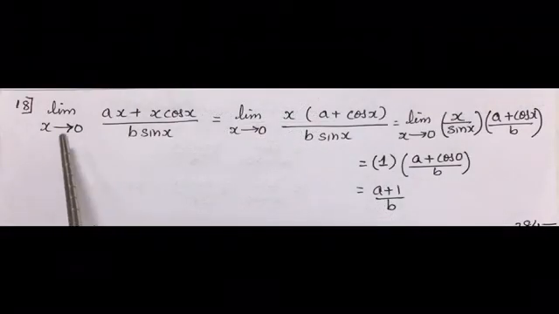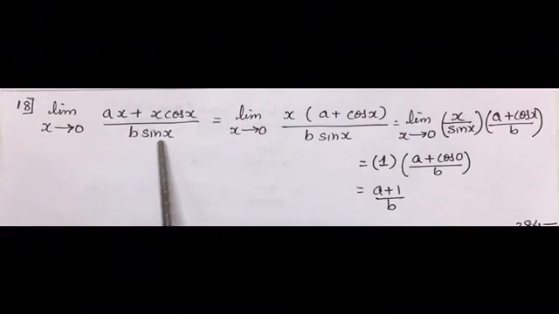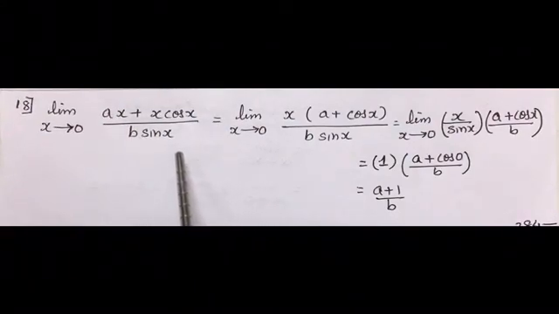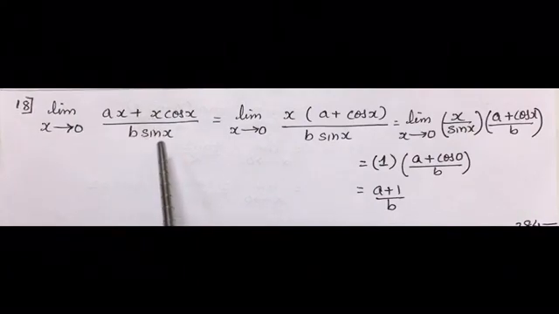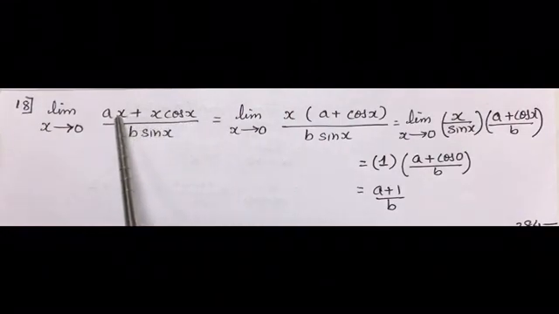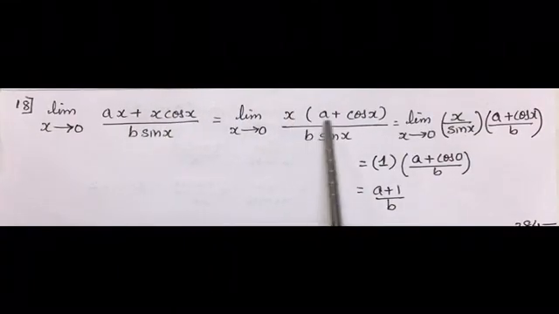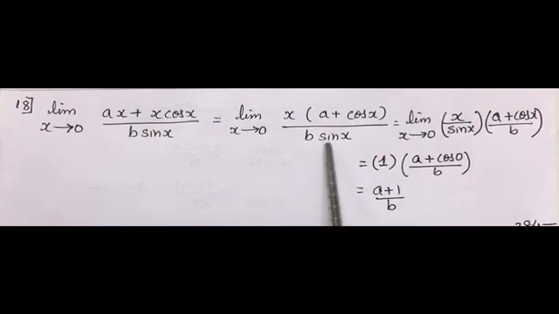18th one. Limit x tends to 0, ax plus x cos x divided by b sin x. Here also directly we cannot keep the value of x as 0, as we will get 0 upon 0. So from the numerator, taking out x common, we get a plus cos x divided by b sin x.